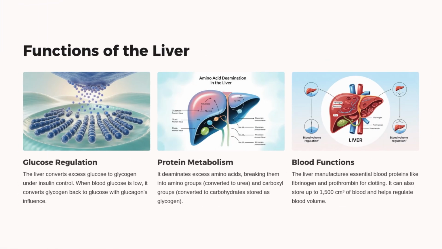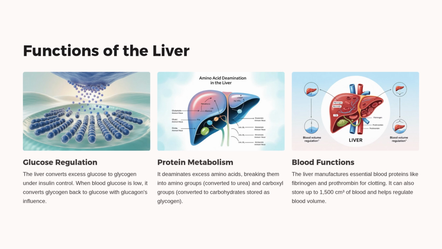Functions of the liver. Glucose regulation. The liver converts excess glucose to glycogen under insulin control. When blood glucose is low, it converts glycogen back to glucose with glucagon's influence. Protein metabolism. It deaminates excess amino acids, breaking them into amino groups, converted to urea, and carboxyl groups, converted to carbohydrates stored as glycogen.